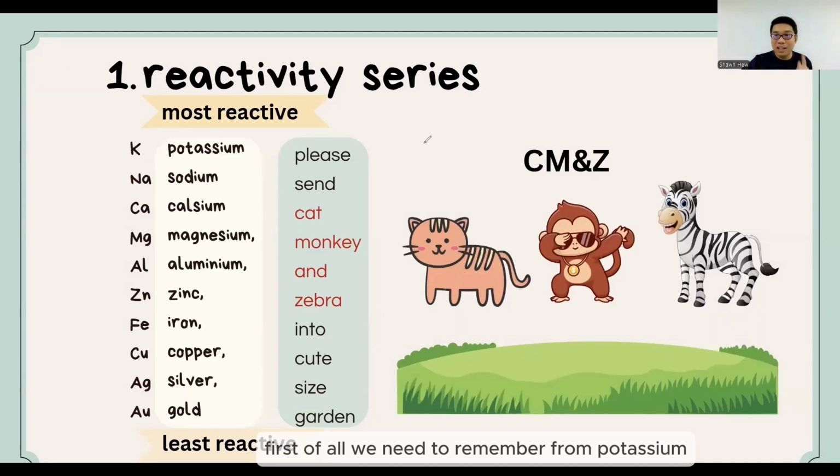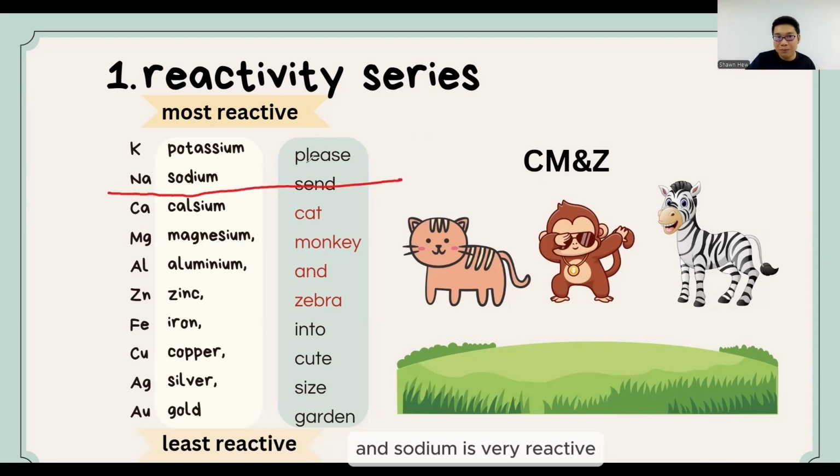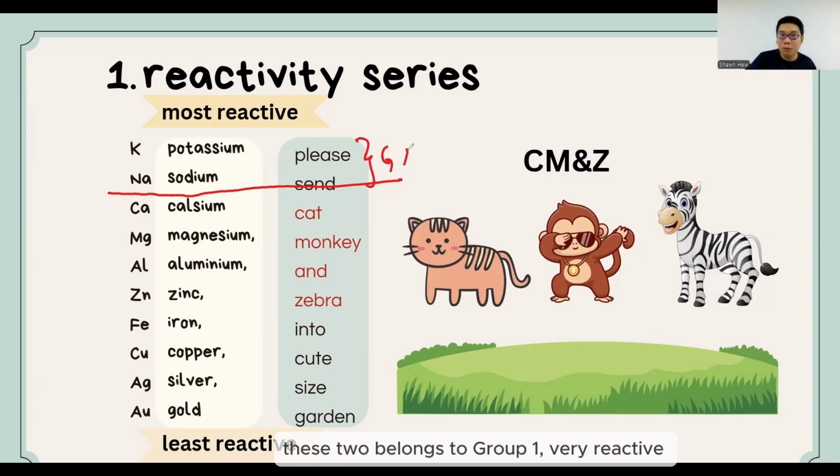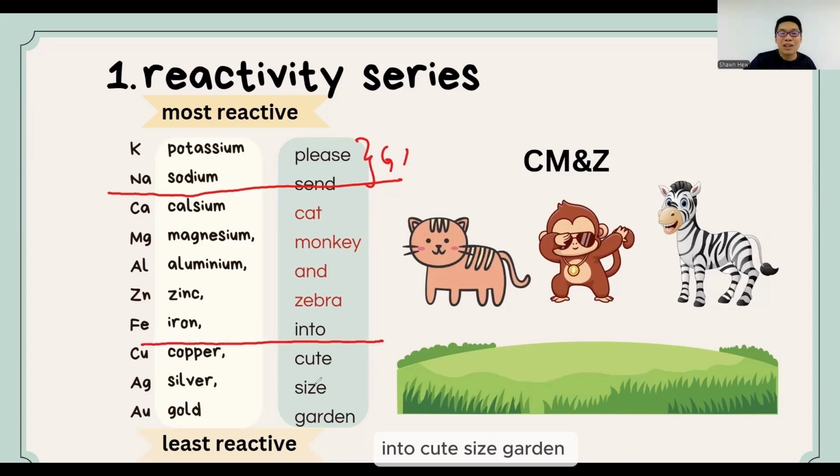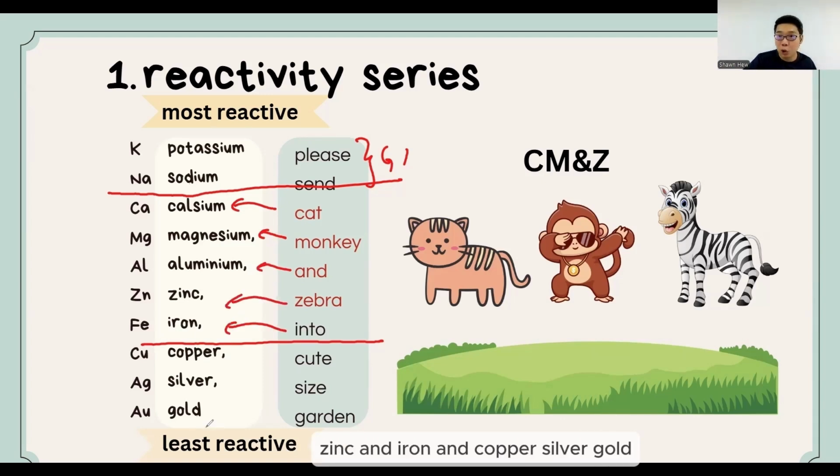First of all, we need to remember from potassium, sodium to gold. So the first thing that you need to know is potassium and sodium are very reactive. So please stand is potassium, sodium. These two belong to group 1, very reactive. And then cat, monkey, and zebra into cute size garden. Calcium, magnesium, aluminium, zinc, and iron, and copper, silver, gold.